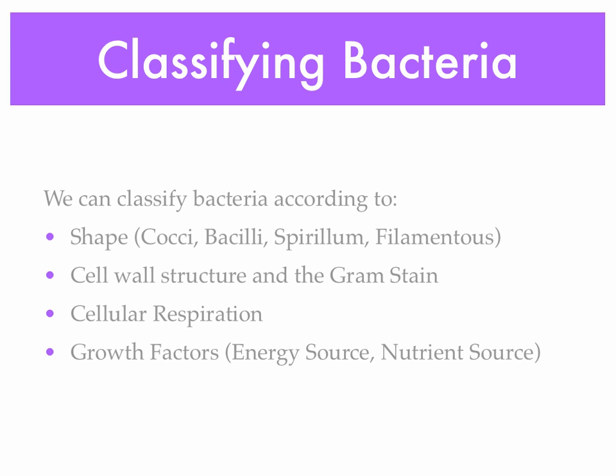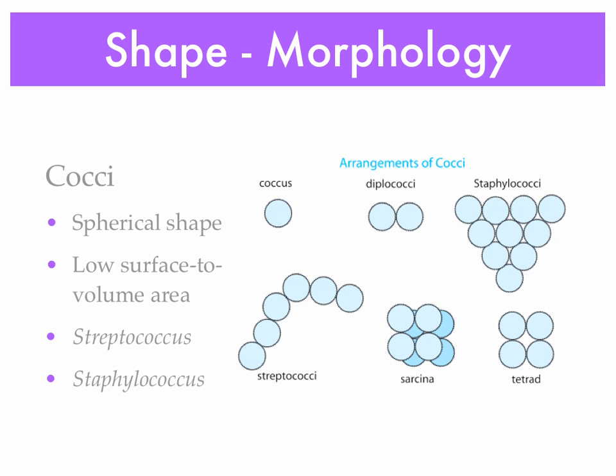Classifying bacteria. We can classify bacteria in four main ways: by their shape, by their cell wall structure and this gram stain reaction I've been talking about, by their method of cellular respiration, as well as by the various growth factors they use in terms of energy source and nutrient source. So, their shape. They can be one of four shapes, the first being cocci, or spherical.